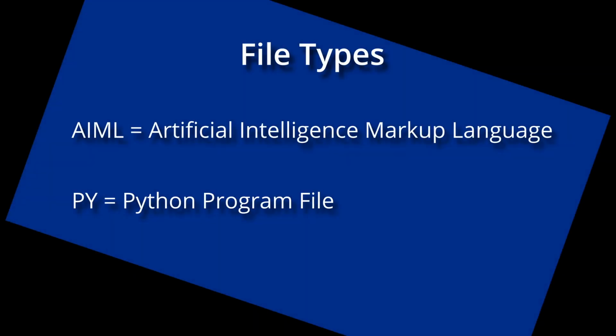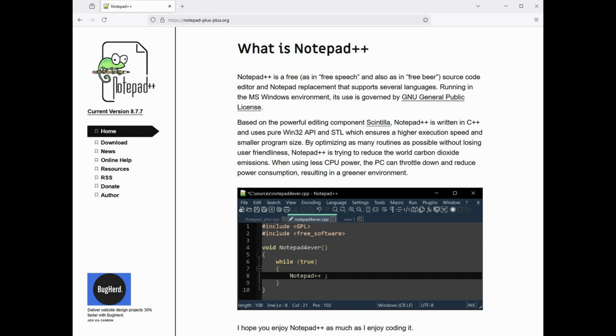So we're going to look at 2 files, and they're both text files. They're Artificial Intelligence Markup Language and a Python file. These can be viewed with standard text editors like Notepad. But I've installed Notepad++, which is open source free software that has a few extra features over the standard Notepad. But most operating systems have a text editor that you could use to view these files.